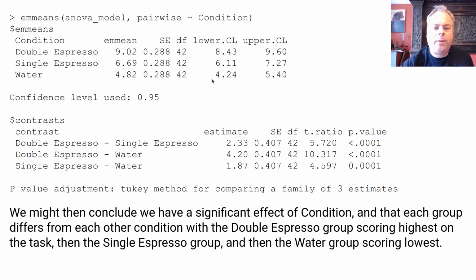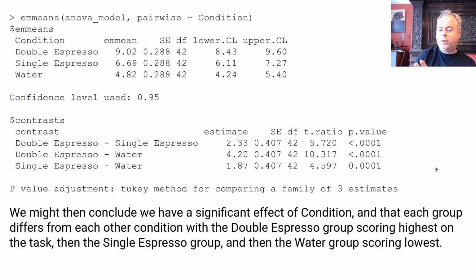So we'll run our pairwise comparisons and we get the estimated marginal means. We see that our double espresso group has got the best performance on our measure. The motor task ability is 9.02. Our water group is 4.82 and our single espresso group is somewhere in the middle. And then we ask for all of our pairwise comparisons and we get Tukey corrected pairwise comparisons, and we see they're all significant from each other.